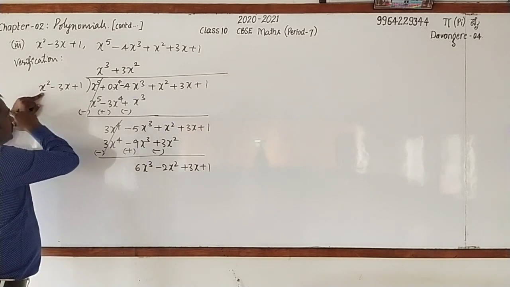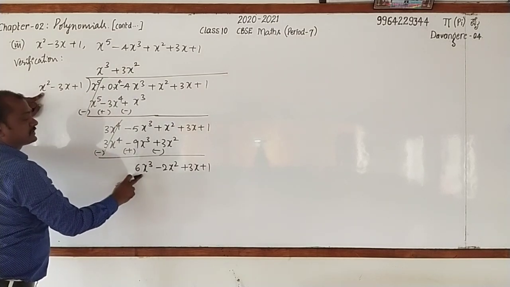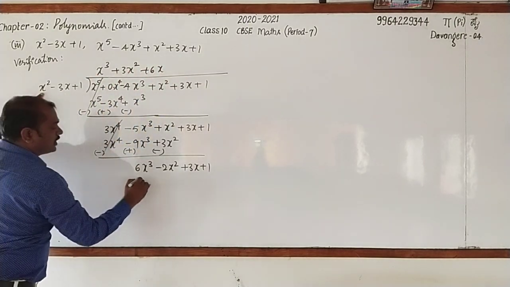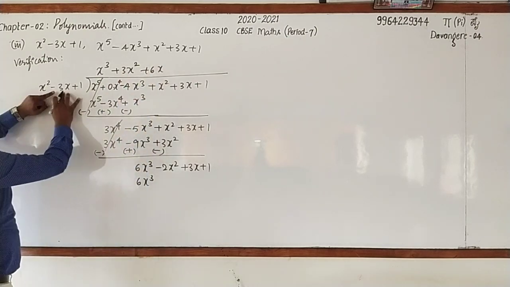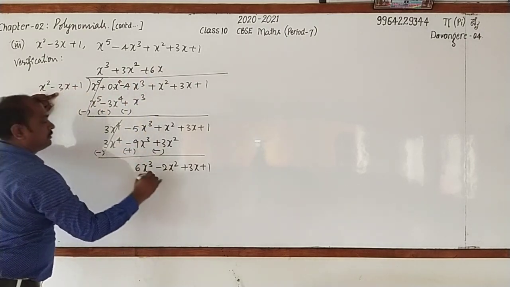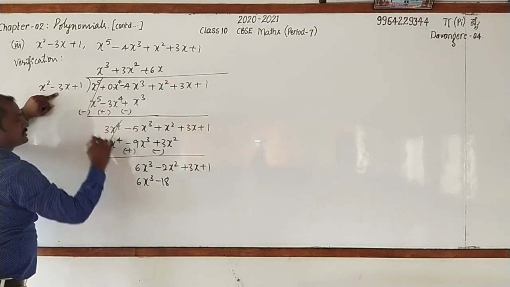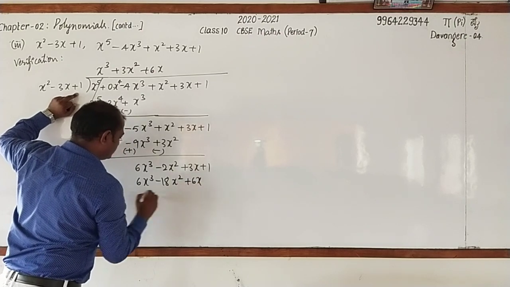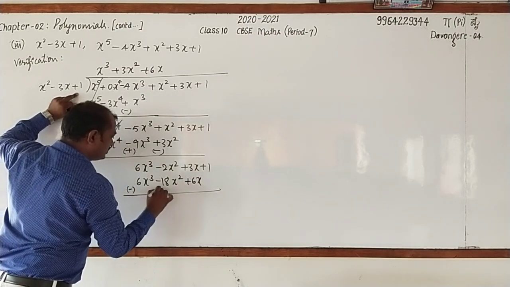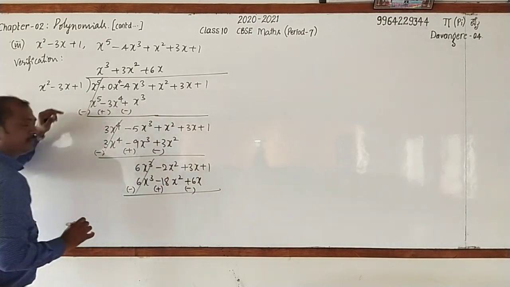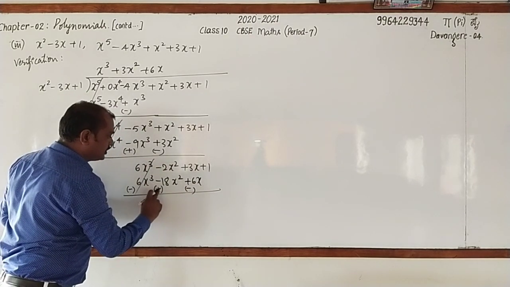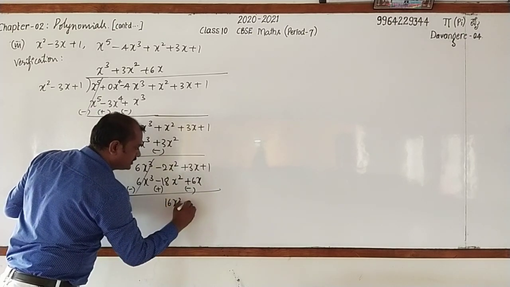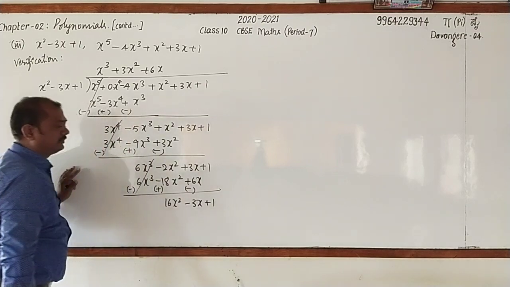Multiply. What should be multiplied with x square to get 6x cube? It is just 6x only. 6x into x square, 6x cube. 6x into minus 3x, 6 into minus 3, minus 18, x into x, x square. 6x into 1, it is 6x. Change the sign. This is minus, plus, minus. Same terms with a different sign. Minus 2x square plus 18x square, 16x square. 3x minus 6x, minus 3x plus 1.